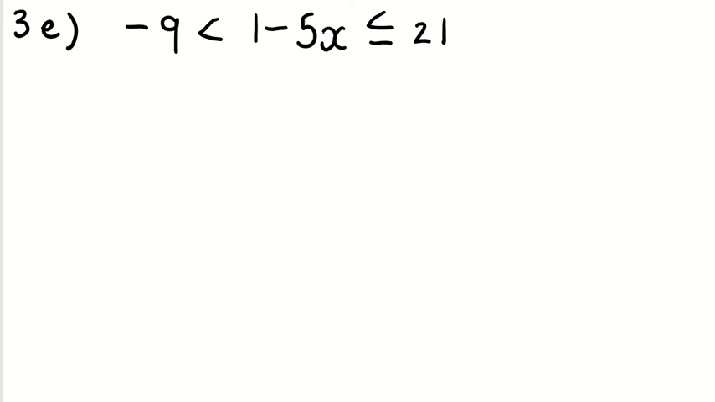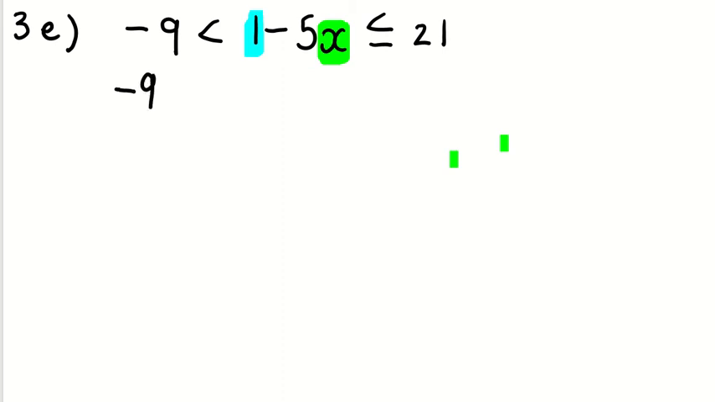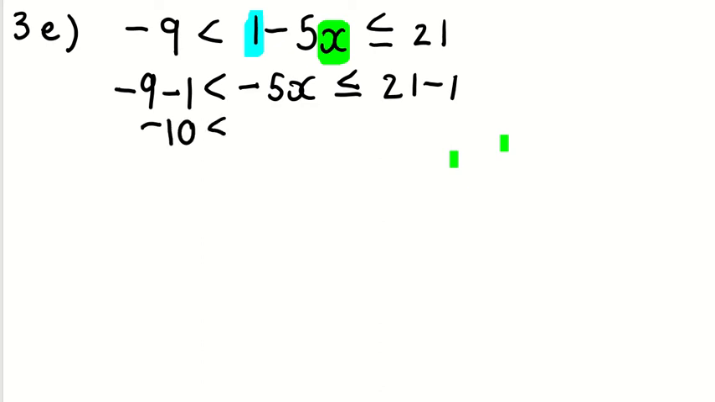Okay. So firstly, to get the x here alone, I'm going to have to get rid of that 1. So if it's plus 1 here, I have to minus 1 on both sides to get rid of it. Okay, so dan gaan ek hê minus 9 minus 1 is kleiner as minus 5x en dit is kleiner as of gelyk aan 21 minus 1. So then I actually have minus 10 and still the minus 5x. And there I have 20.